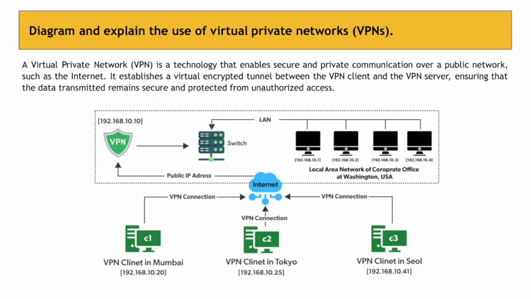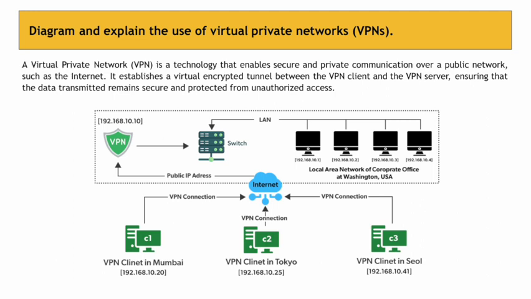And the next question is: diagram and explain the use of a virtual private network. A virtual private network is a technology that enables secure and private communication over a public network such as the internet. It establishes a virtual encrypted tunnel between a VPN client and VPN server, ensuring that the data transmitted remains secure and protected from unauthorized access.